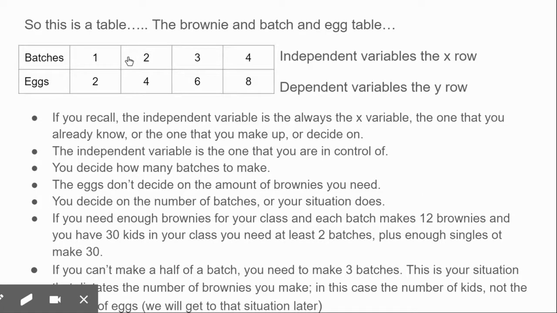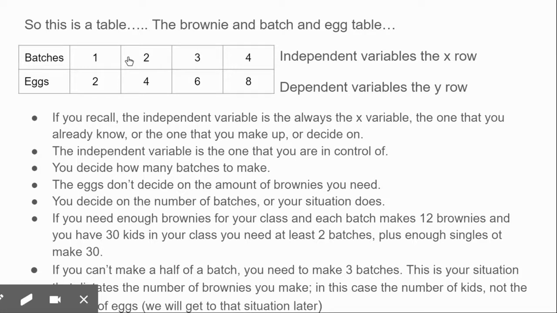So this is a table. This is the brownie and batch and egg table. At the top, we have batches. That's the independent variable. Those are the x variables. The eggs, that's the dependent variable. Those are the y variables. The number of eggs depends on the number of batches that you are making. So if you recall, the independent variable is always the x.